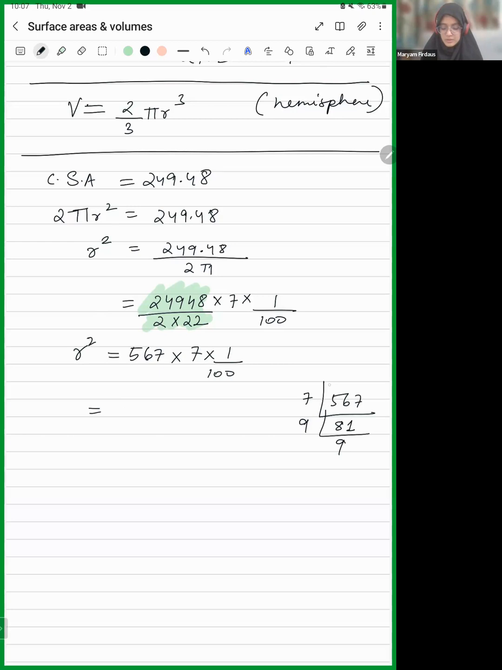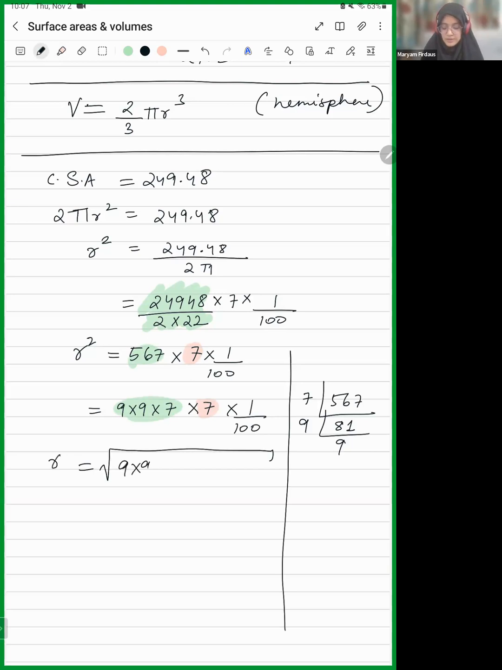According to this? 7 into 9 into... So 9 into 9 into 7. So this is your 567. Into 7 again, because of this other 7 that is already here in the previous statement. So by 100. Now we will just make pairs. So now R will become root of 9 into 9 into 7 into 7 into 1 by 100.